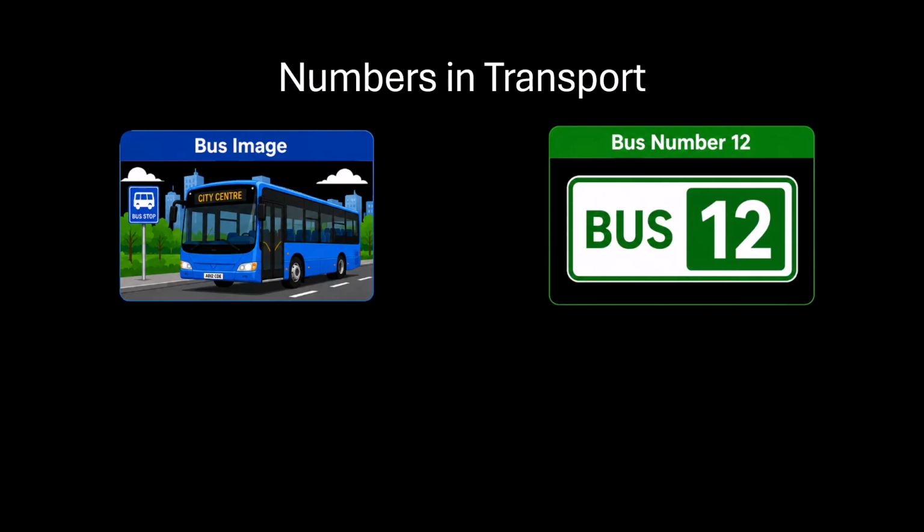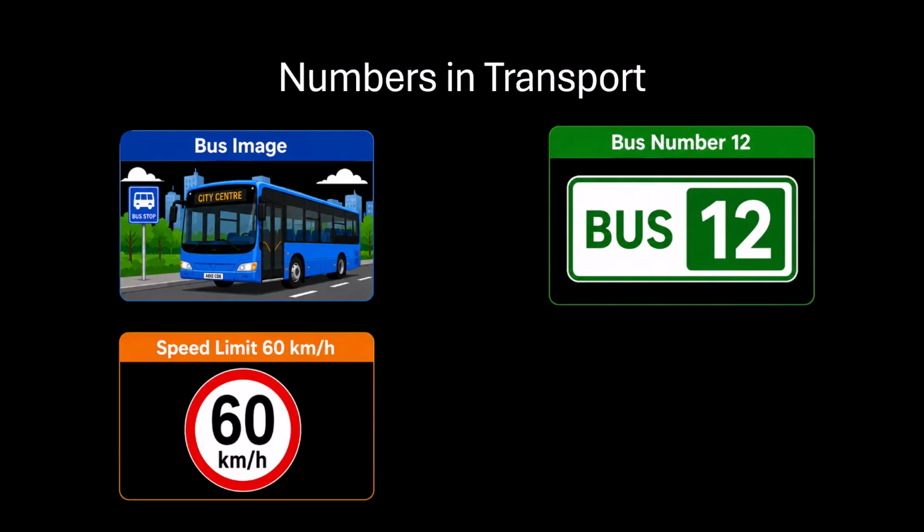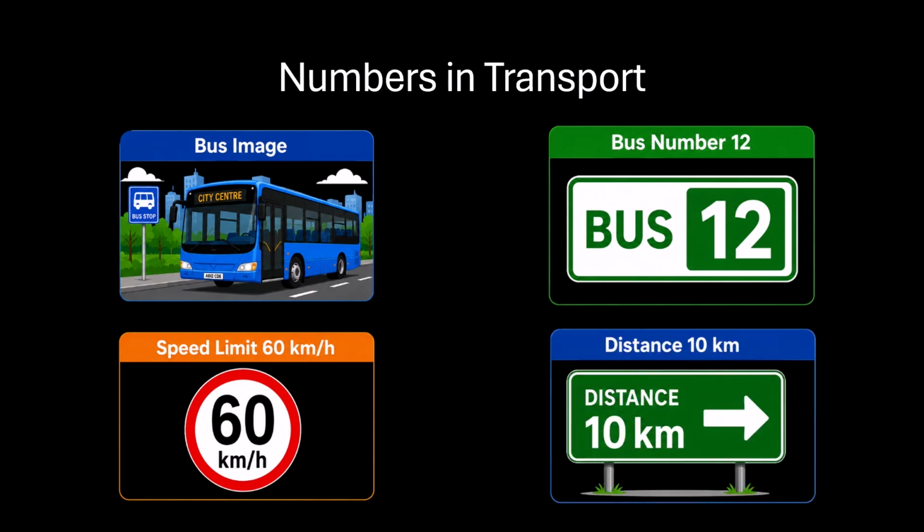Transportation depends on numbers. Bus numbers help us to find the correct route, and speed limits help keep the roads safe. Distance helps us to gauge how far we are from our destination.